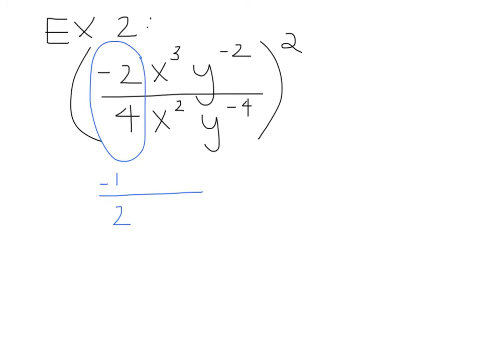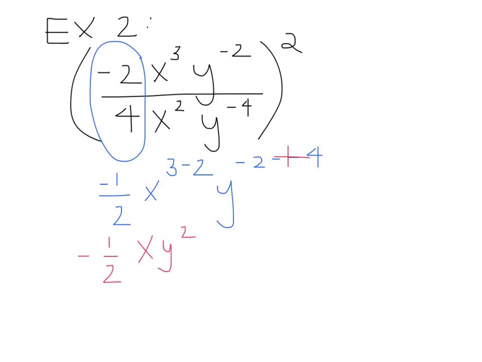Okay, now I take my x. Maybe I should just make it a half for now. I take the exponent on the top and I subtract the exponent on the bottom. Same thing with the y's. Exponent on the top, subtract the exponent on the bottom. So let's simplify. That's going to give me -1/2. 3 minus 2 gives me x. And then -2 minus -4 makes it a plus, and so that's going to give me y to the 2nd power.